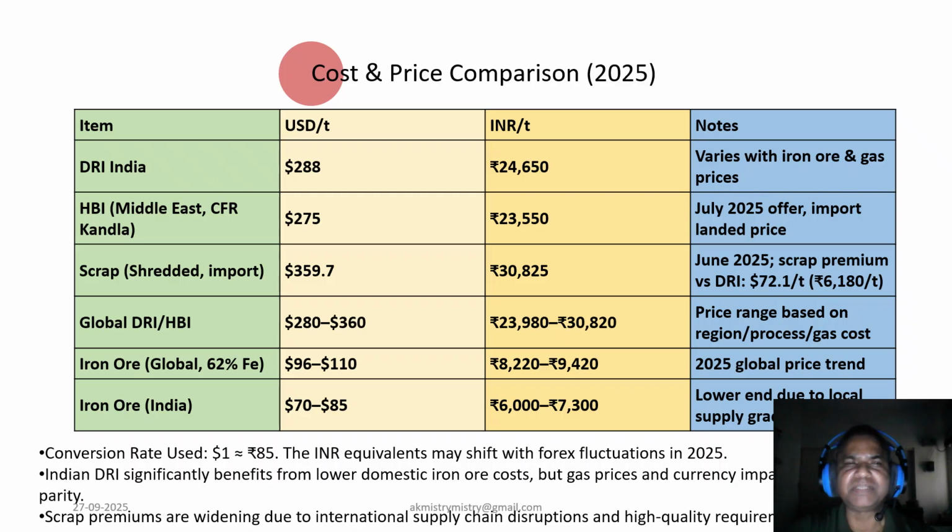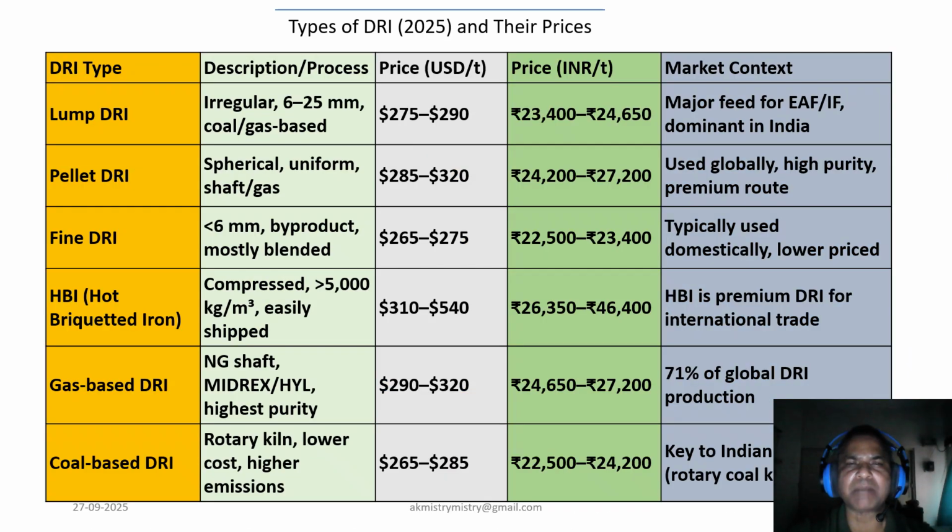Now, coming to our very important data-containing slide, that is about the tabulated cost and price data. Here we see the detailed numbers in both USD and Indian rupees. So notice how Indian DRI benefits from the cheaper local iron ore, which is about 70 to 85 US dollars per ton compared to the global benchmark of 96 to 110 US dollars. But the risk lies in gas prices and currency fluctuation, which can directly affect the competitiveness of the DRI and HBI imports.